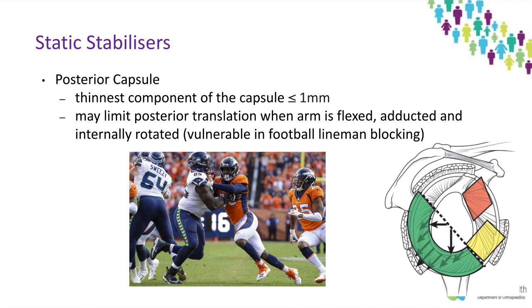The capsule is thinnest in the posterior aspect. It's about 1 millimeter or less. It may limit posterior translation when the arm is flexed, adducted, and internally rotated. And it's vulnerable in American football linemen when they are blocking, as this is a common position that they're in.